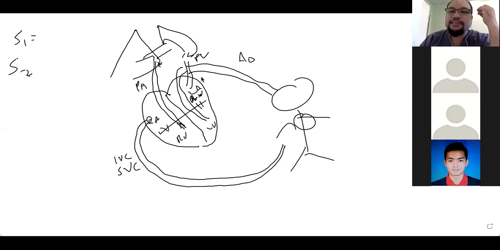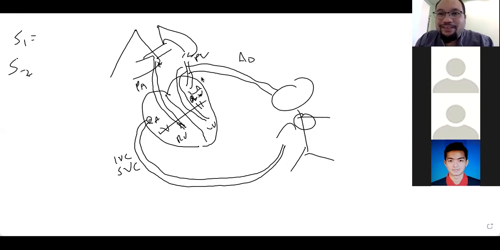Kenapa those are the place yang kita rasa? Kenapa kita palpate dekat sini? Kenapa kita tak palpate dekat tengah-tengah lagi? Tengah-tengah ni, in midway in your forearm ni tak ada arteri ke? Kenapa kita tak palpate kat tengah-tengah ni? Ada, tapi yang tu more superficial. Bony prominence. Yes, because of bony prominence.